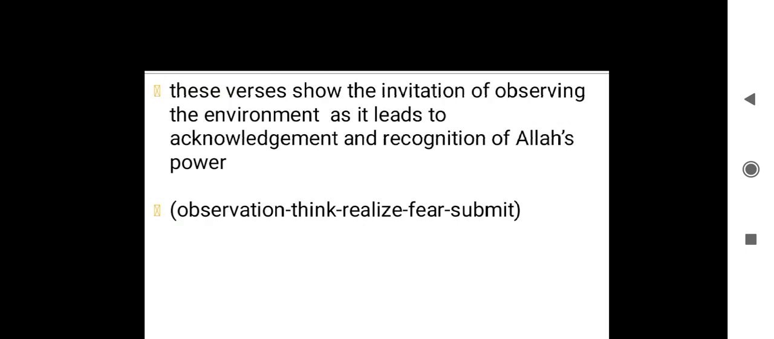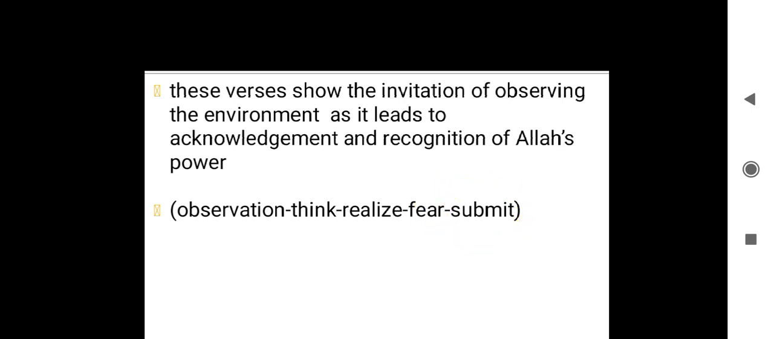All right, this verse shows the invitation of observing the environment, as it leads to acknowledgement and recognition of Allah's power. So again: observation, think, realize, fear, and submit. If we don't observe, it will not help us to think. Whenever we are not thinking, then we don't realize Allah's power. When we don't realize, we don't feel fear. When we do not feel fear of Allah, we will not submit.